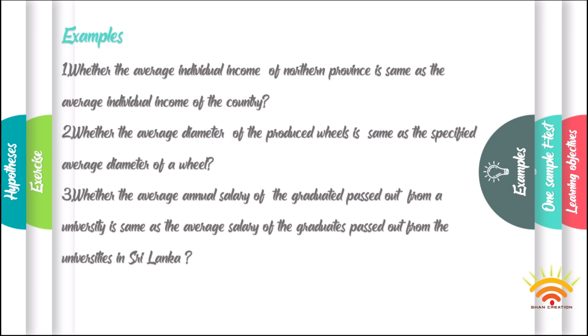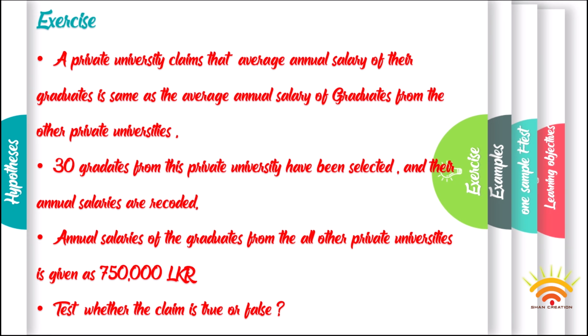Here is an example. A private university claims that the average annual salary of their graduates is the same as the average annual salary of graduates from the other private universities. To validate this claim, the researcher has selected 30 graduates from this private university and their annual salaries are recorded. The average annual salary of graduates from all other private universities, that is the specified value, is given as 750,000.